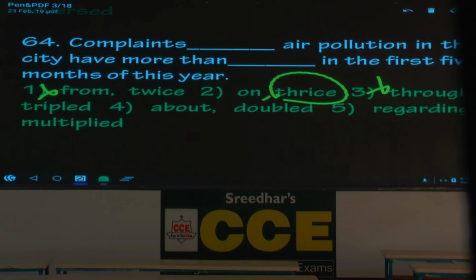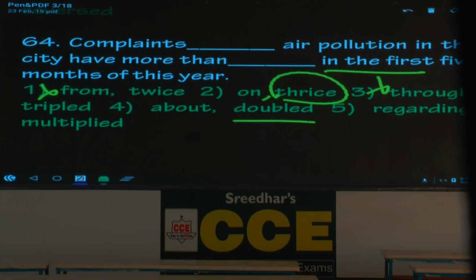Fine. Now third one, on what basis you have to reject? True is not correct. Fourth option, complaints about air pollution. Generally we use the word about, that's what I said. In the city have more than, what is the word here? Doubled. Generally we use the expression, please underline, doubled. We mention the time period. In the first 5 months of this year. Usually this is the expression we use. Please underline, in the first 5 months, in the first 3 months, typical expressions.